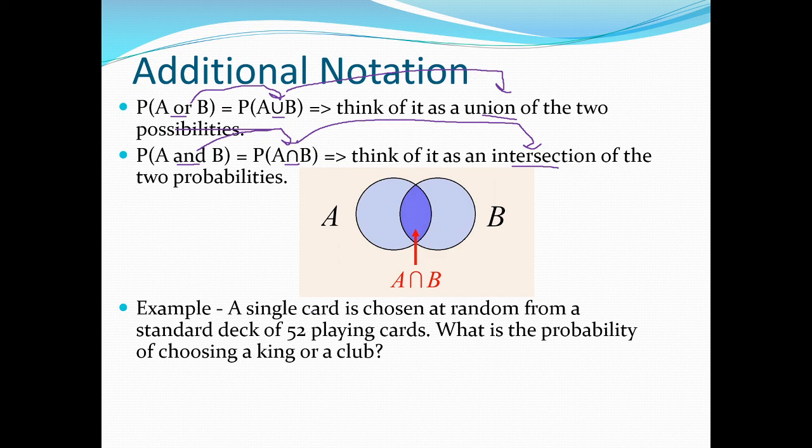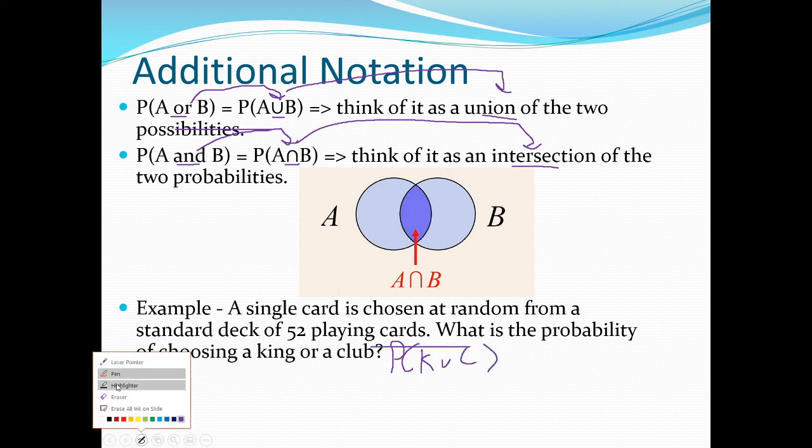So for example, a single card is chosen from a random 52 card deck. What's the probability that we choose a king or a club? This would be written as the probability that we choose a king or, so a union, club. Rather than saying king or club, you would say king and then union club. And again, you'd solve this the exact same way you did the other ones.